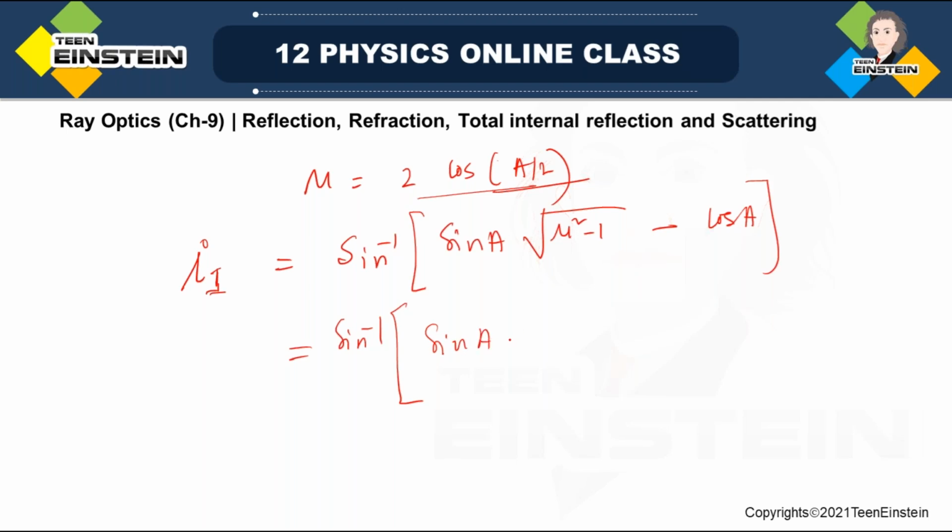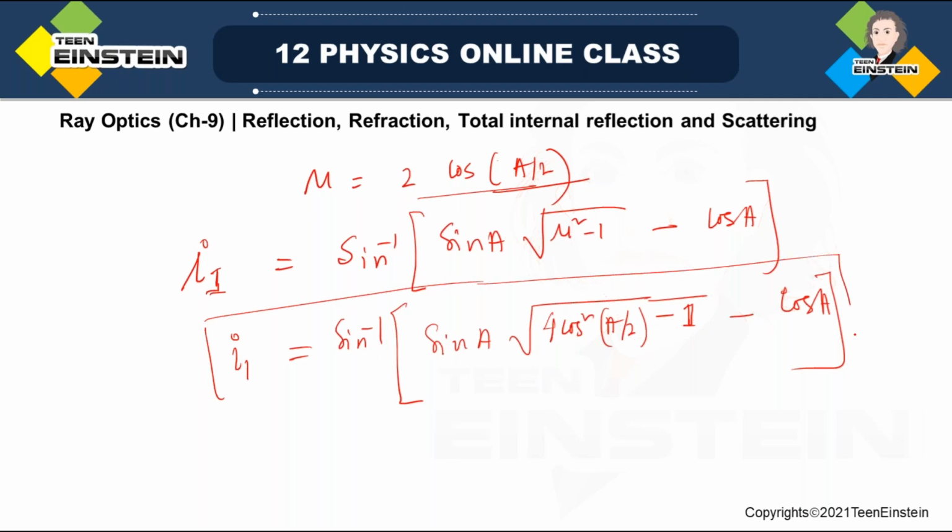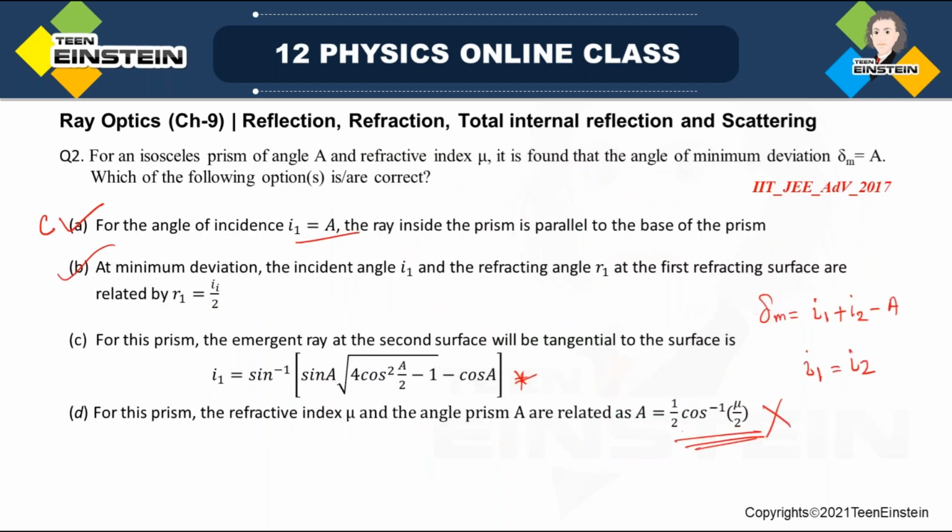Sine of A, and this is 4 cos square A by 2 minus 1 minus cos of A. So this is very true. Look, this is the option which is given in the last option, oh sorry, the third option. I1 is equal to sine inverse whole into sine A into 4 cos square A by 2 minus 1 minus cos of A. This is actually true. So we have got A, B and C. These are right options here.